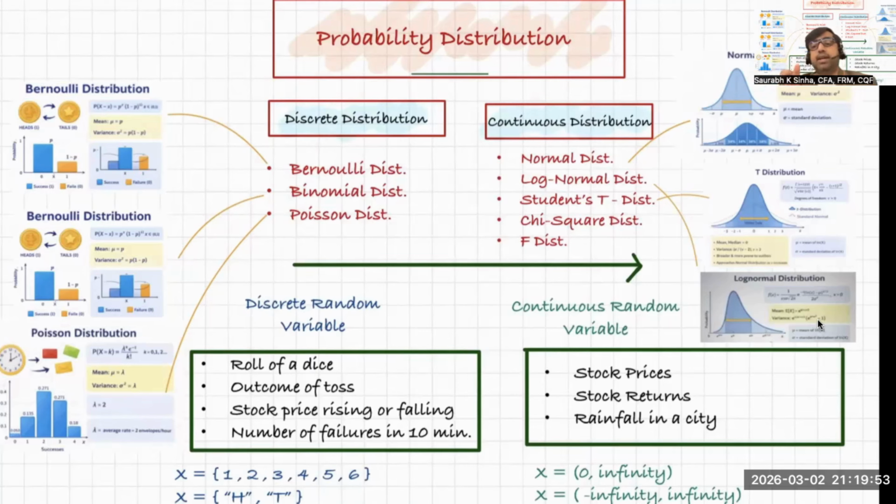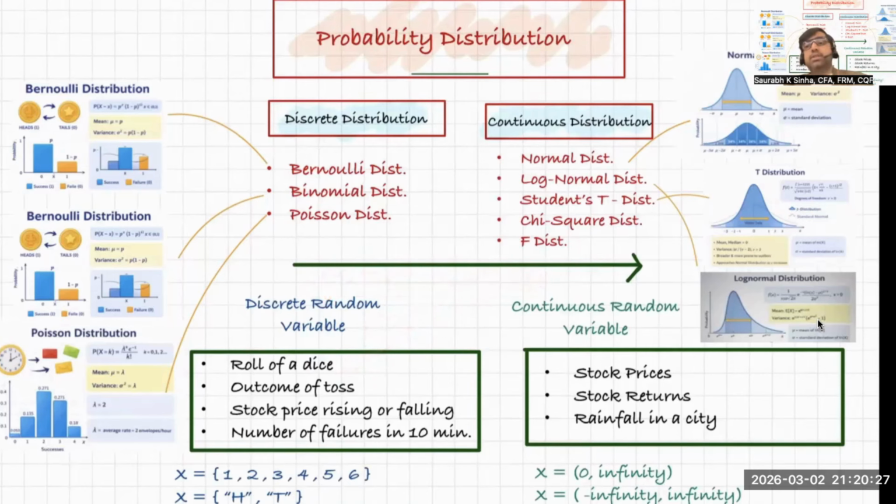So the outcome of the roll of a dice is a discrete outcome because the outcomes are finite and countable. If the outcomes are finite and countable, I'll call that entity a discrete entity or discrete random variable. So the roll of a dice is a discrete entity.